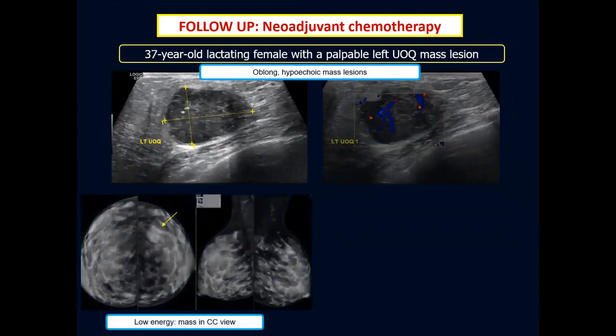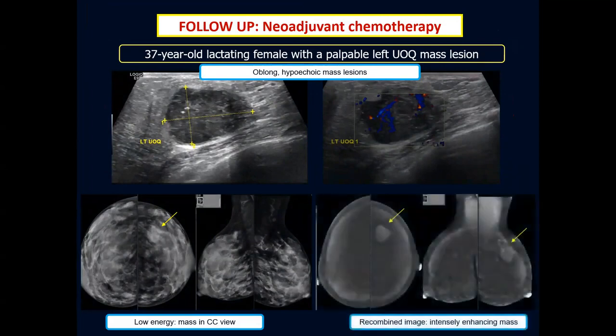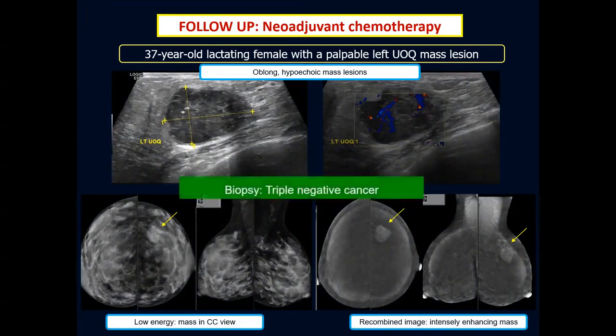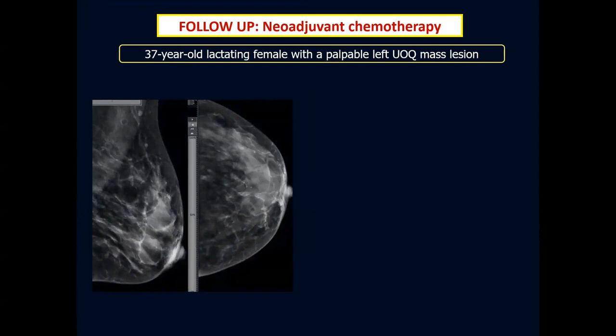This was the low-energy image of the contrast mammogram showing a focal asymmetry in the left breast, and these were the contrast images, which showed intense contrast uptake. Biopsy was taken, and it revealed a triple-negative breast cancer. And for this type of cancer, the triple-negative breast cancer, they usually receive neoadjuvant chemotherapy.